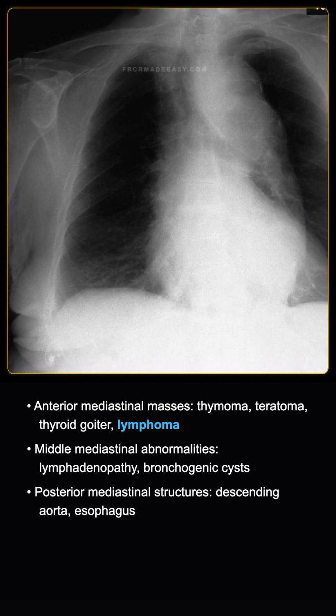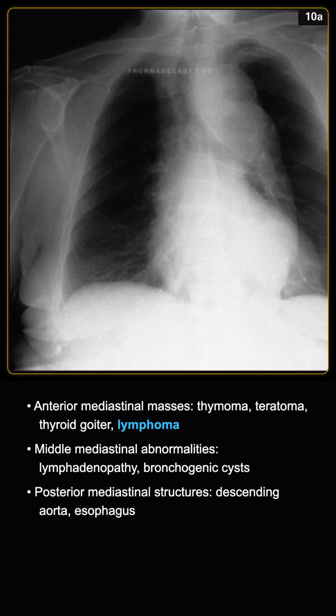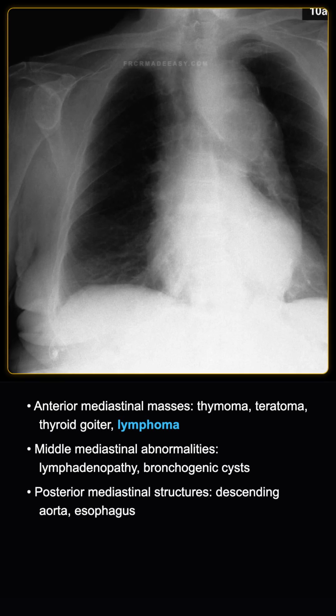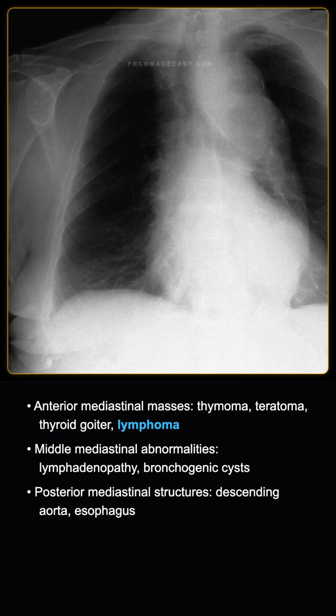The middle mediastinum contains the heart and trachea, with differentials including lymphadenopathy, bronchogenic cysts, and ascending aortic aneurysms. The posterior mediastinum contains the descending aorta and esophagus.